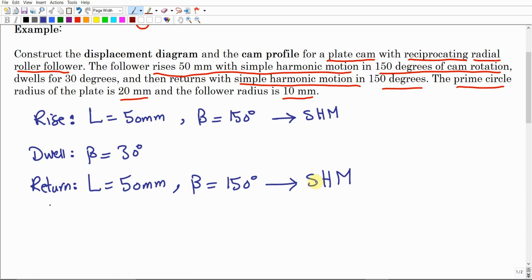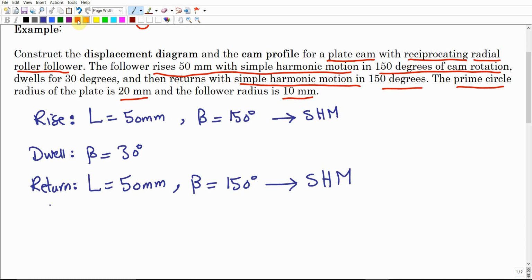We discussed different types. We discussed the uniform velocity, we discussed the modified uniform velocity motion, the simple harmonic motion, the circular motion, in addition to the constant acceleration motion. So it would rise with one type of motion, and it can return with any other type of motion. It is not necessary to rise and return with the same type of motion. It depends on the cam mechanism and the objective or the function that we are going to implement or use this cam mechanism for.